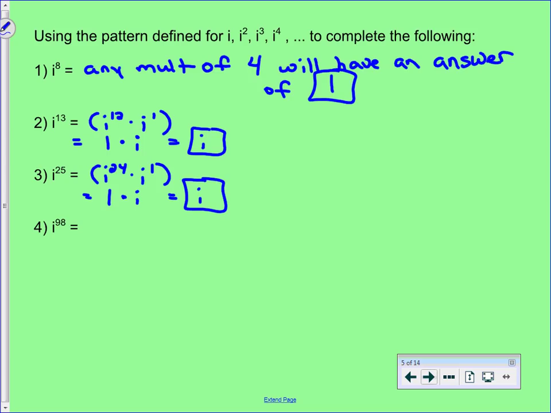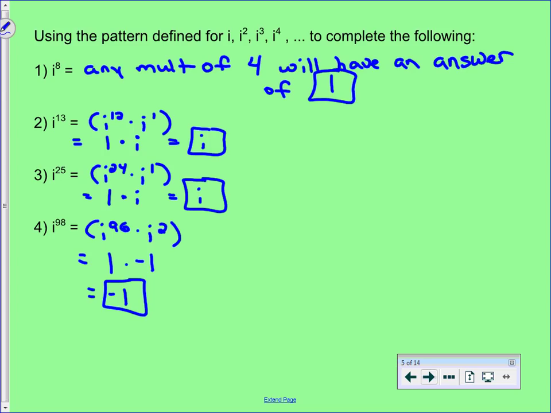Now again, in your head, think: what multiple of 4 is close to, but still underneath 98? Well, if you're using your calculator, which hopefully you have out on your desk, you have i to the 96th times i squared. Now your i to the 96, since it's a multiple of 4, will be equal to 1. Your i squared in this case is equal to negative 1. You multiply those two pieces together, and you get negative 1 as your answer.